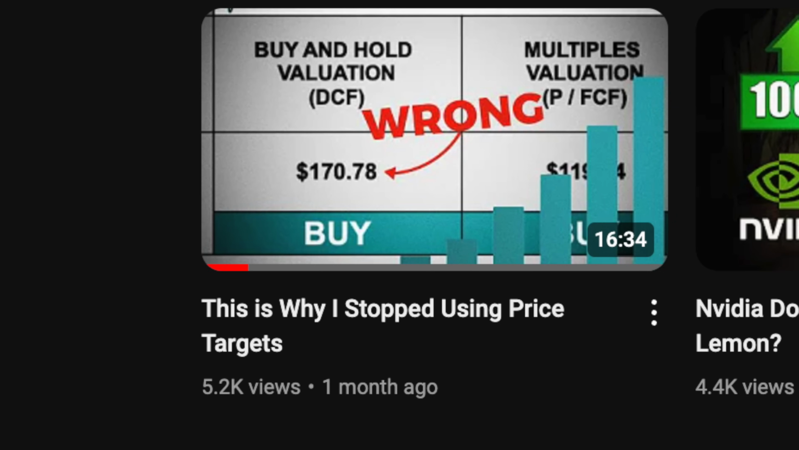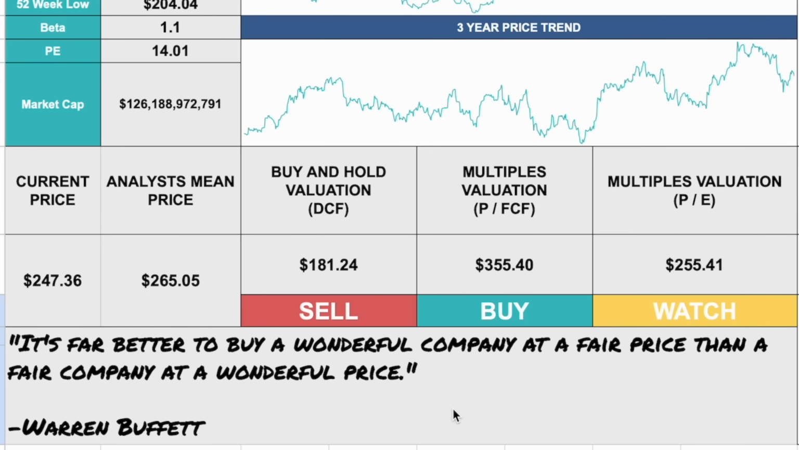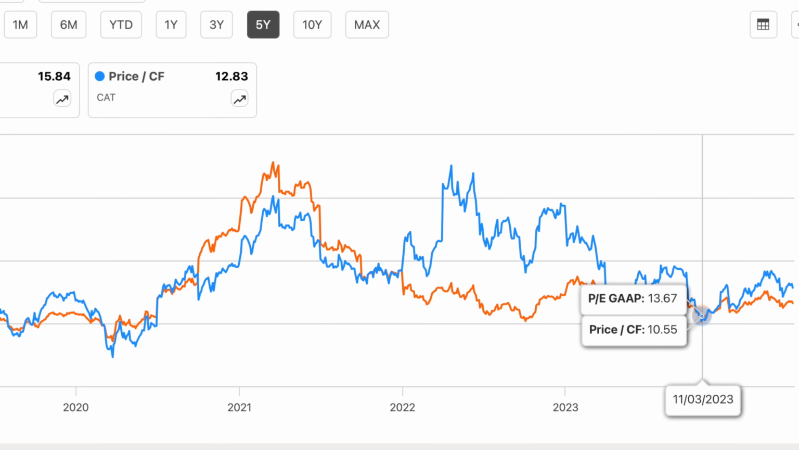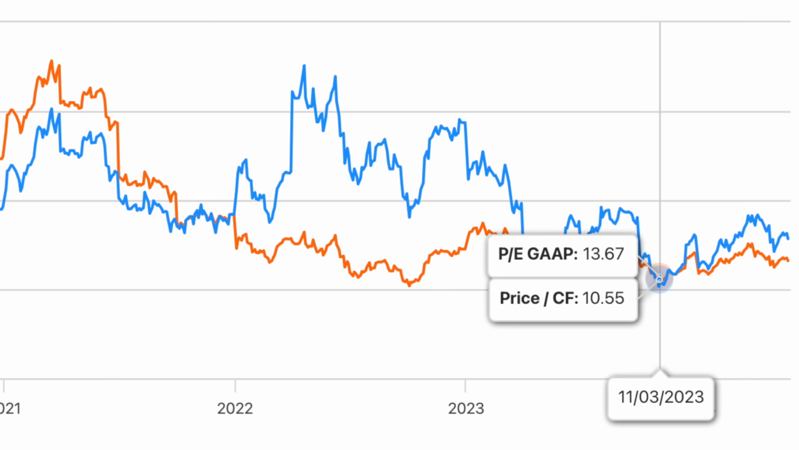Now, if you remember, a few weeks back, I talked about how I'm not actually using price targets anymore and how I stopped using my discounted cash flows and multiples models, and instead, I'm using historical price ratios to see where a company's trading based on its own history. But there's an important aspect to this that I only touched on in the last video, and that's the integration of the growth rate into your analysis.